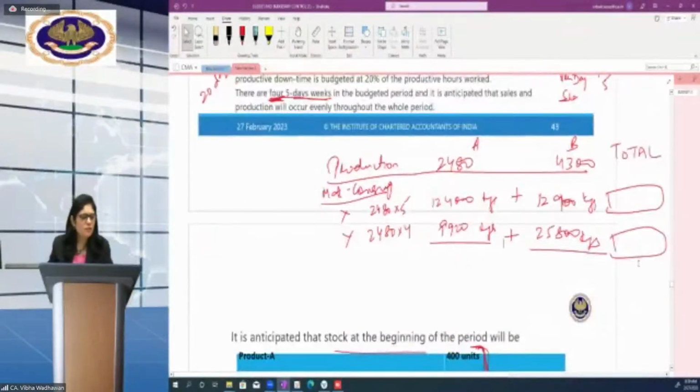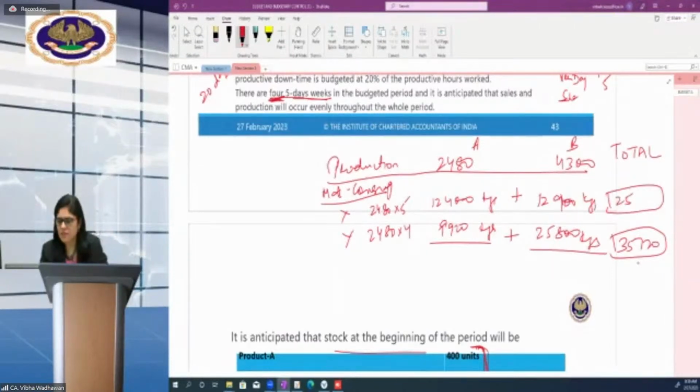Can I have the total consumption for material X? 35,720 for material Y, and this is for material X. So these are the kgs for material X and Y, product A and B respectively. All right. Total is 61,020 kgs. Total 61,020 kgs of consumption is required.